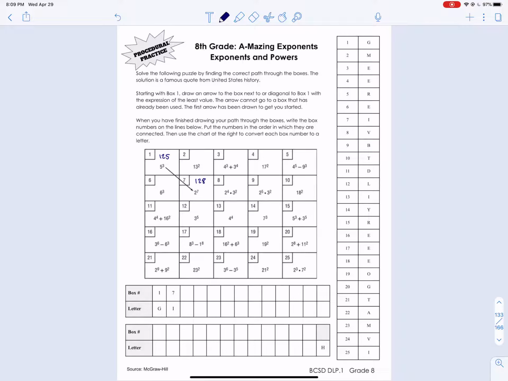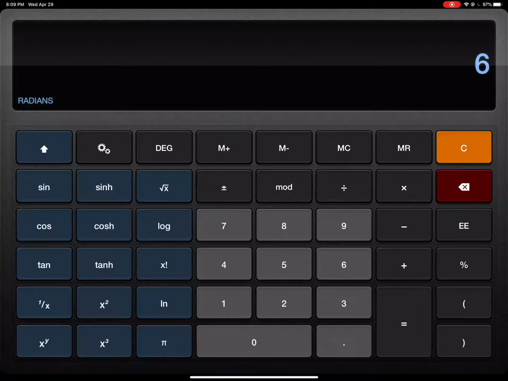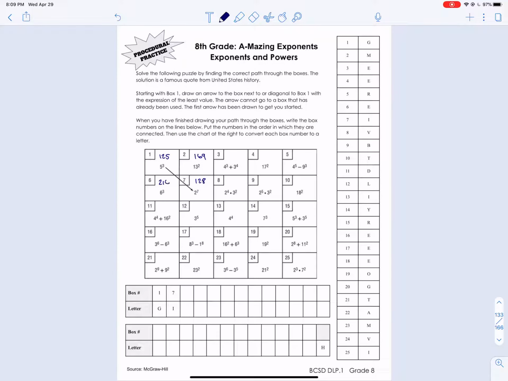So it says the least value, but 128 is not smaller than 125. So it's not talking about the least, less than; it's the least of the choices we have around it. So 13 squared is 169. So 128 is smaller than 169. 6 to the third power is 216. So out of the boxes that are adjacent or next to box 1, we want to go to the box that has the least value out of those. Out of those 3, 128 is the smallest number. So that's where we head to next.